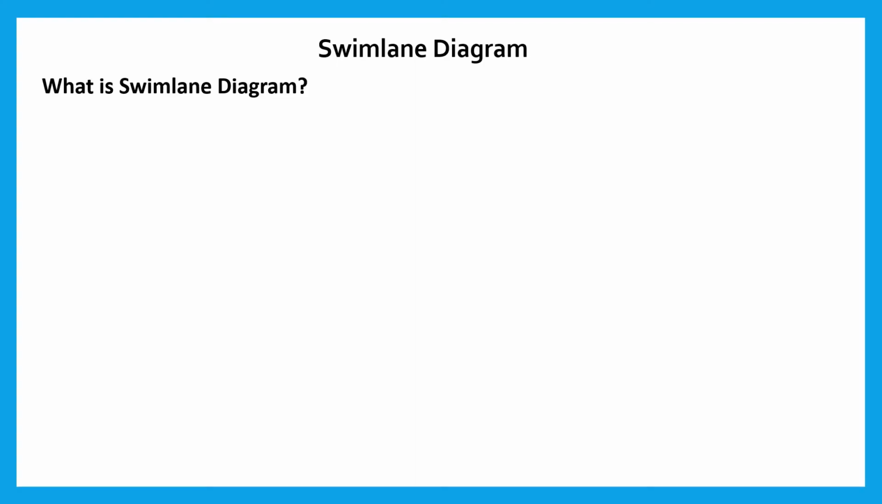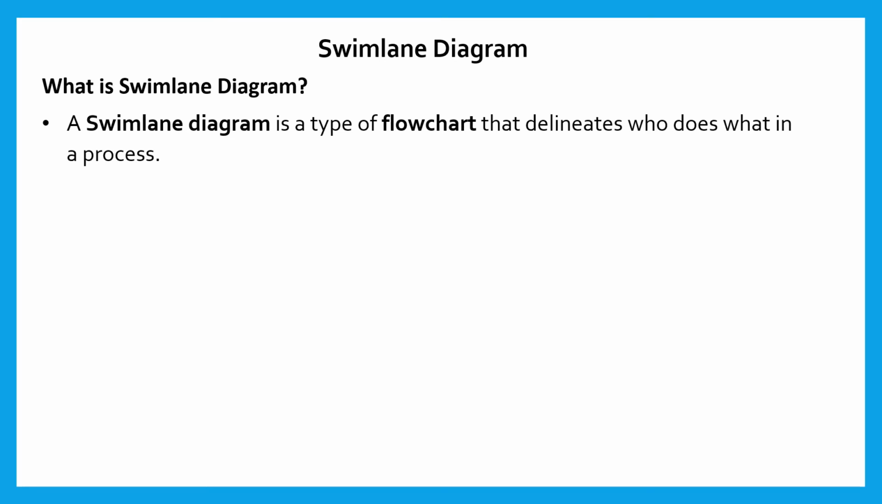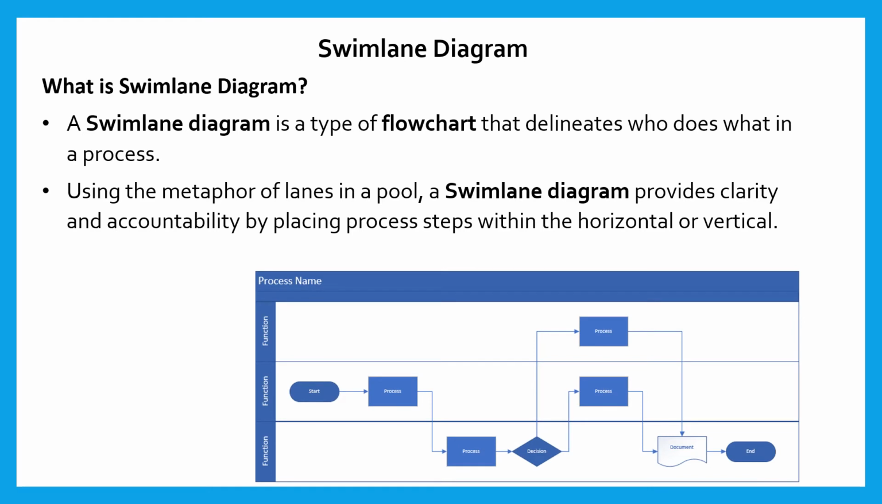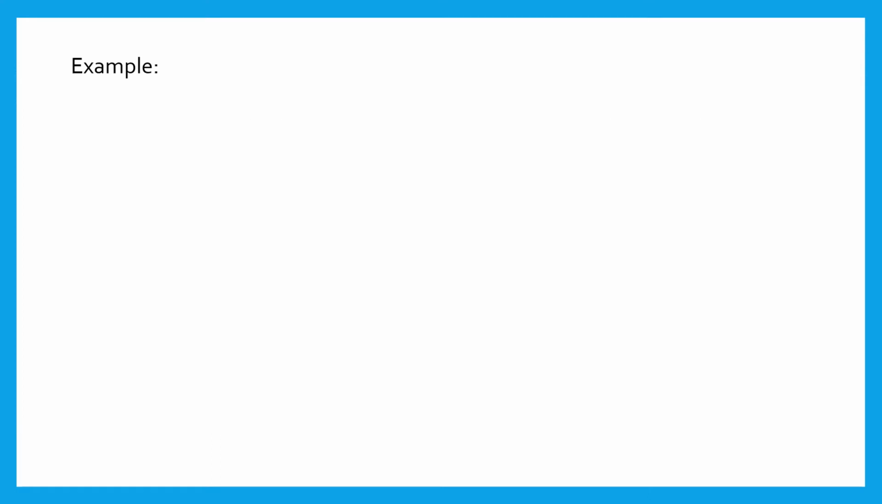What is a swim lane diagram? A swim lane diagram is a type of flowchart that delineates who does what in a process. Using the metaphor of lanes in a pool, a swim lane diagram provides clarity and accountability by placing process steps within the horizontal or vertical swim lanes of a particular employee, work group, or department. It shows connections, communications, and handoffs between these lanes, and it can serve to highlight waste, redundancy, and inefficiency in a process.